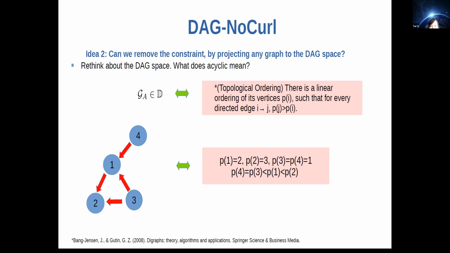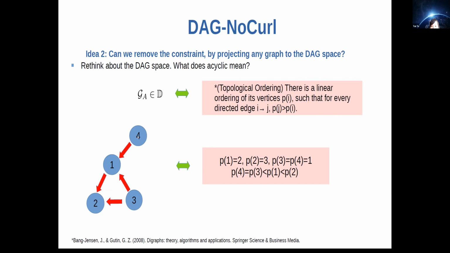To see that, firstly, let's rethink the DAG space. What does acyclic really mean physically? One of the classical results is that any DAG can be associated with a topological ordering of its nodes. For example, here we have 4 nodes, and we can find an ordering of those nodes. Say node 4 is pointing to node 1, node 3 is pointing to 1 and 2, and node 2 is basically the most offspring node. Then this topological ordering can be associated with a potential function on the nodes.